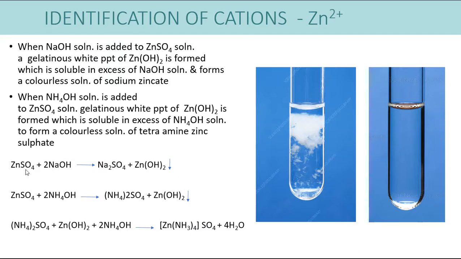Here are the equations. Zinc sulfate with sodium hydroxide gives sodium sulfate plus zinc hydroxide. Zinc sulfate with ammonium hydroxide gives ammonium sulfate plus zinc hydroxide, and when this is taken and excess of ammonium hydroxide is added, you get tetraamine zinc sulfate and water. There's one more equation, that is zinc hydroxide when excess of sodium hydroxide is added, you get sodium zincate. The equation is not shown here.